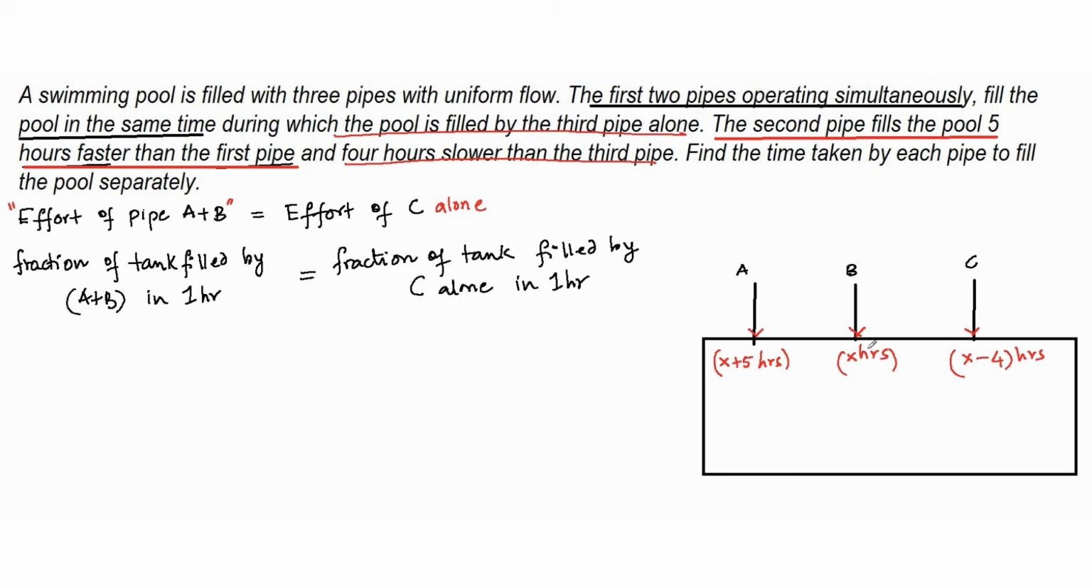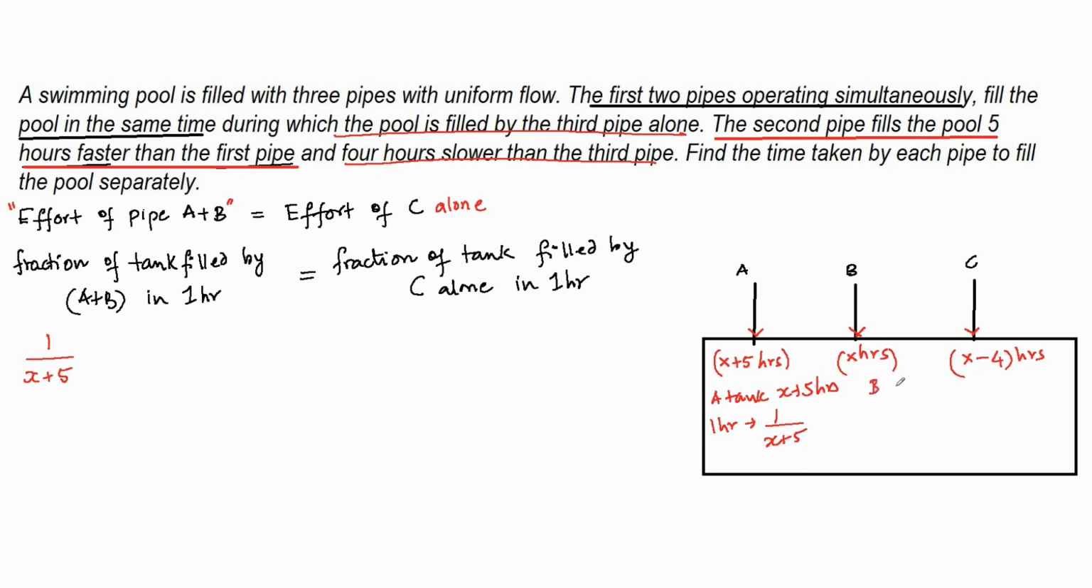Now the second pipe fills the pool 5 hours faster than the first pipe. That means if pipe B is filling the whole tank in X hours, A is slower than B by 5 hours, so A will take X plus 5 hours. And the second pipe is also 4 hours slower than the third pipe, which means pipe C will take X minus 4 hours. Now the fraction of the tank filled by A in 1 hour is going to be 1 by X plus 5. Because A fills the tank in X plus 5 hours, in 1 hour A fills 1 by X plus 5 of the tank.